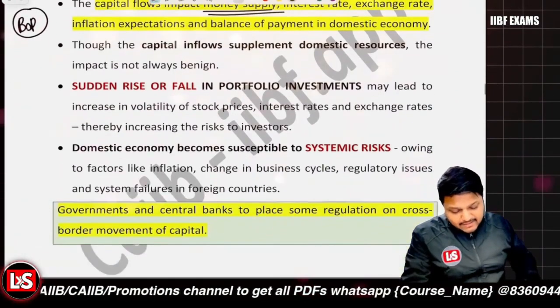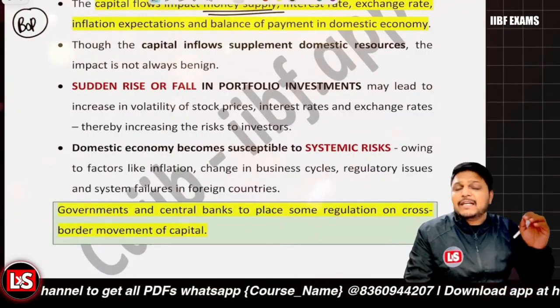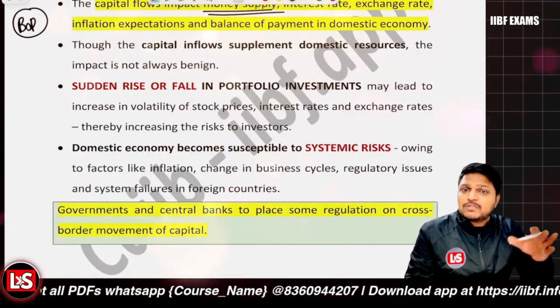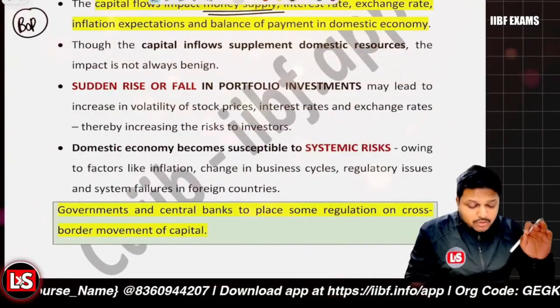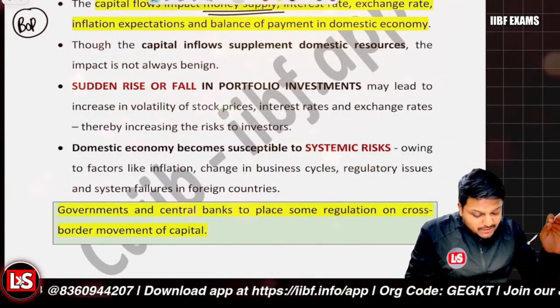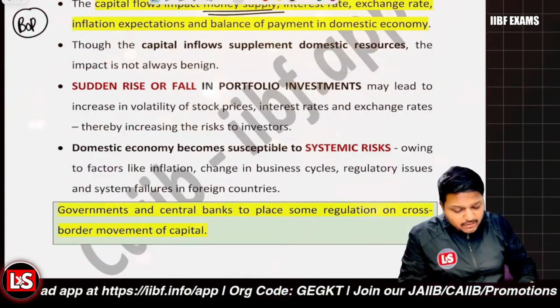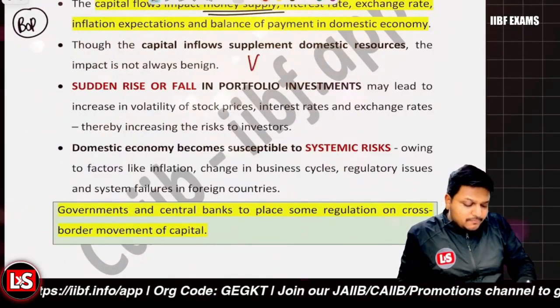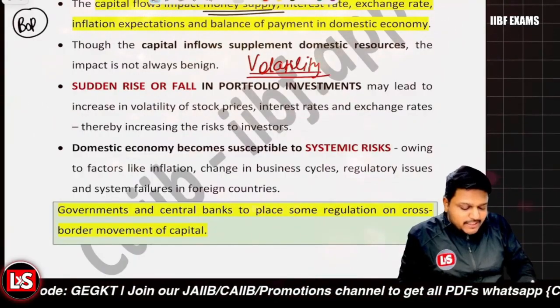And the second thing is the risk associated. Whensoever the inflow is there, it's going to support economic development, but it may also lead to financial instability due to volatility. So there will be volatility existing.